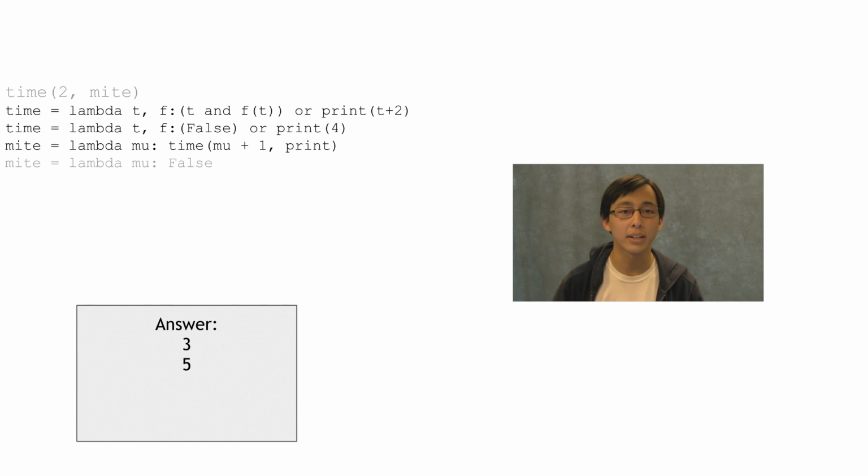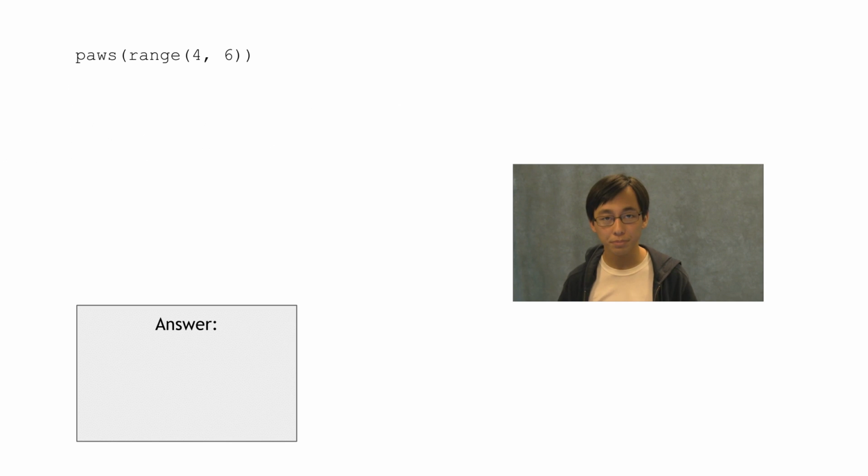So now we can carry out this print 4. We print 4 and replace this whole thing with none. False or none returns false, but because we're not doing anything more with it, we're done, and we can move on to the next question.